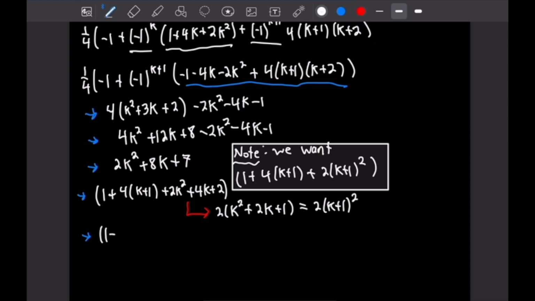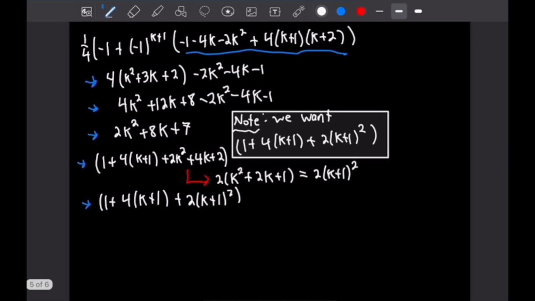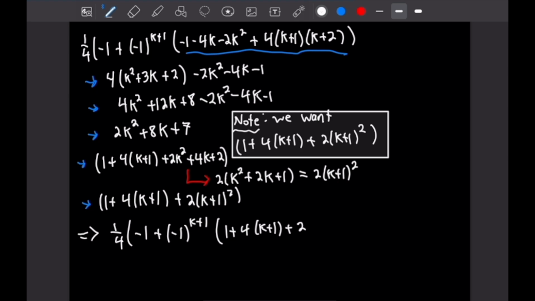We will have 1 plus 4 times k plus 1 plus 2 times k plus 1 quantity squared. And we can see if we substitute that back into our full thing, we will have 1 fourth times negative 1 plus negative 1 to the k plus first times 1 plus 4 times k plus 1 plus 2 times k plus 1 quantity squared. And that is exactly what we wanted to show to complete this proof by induction.